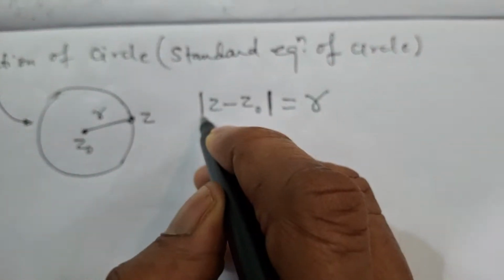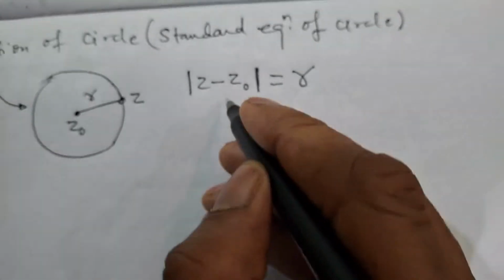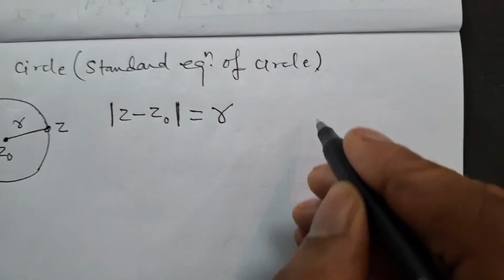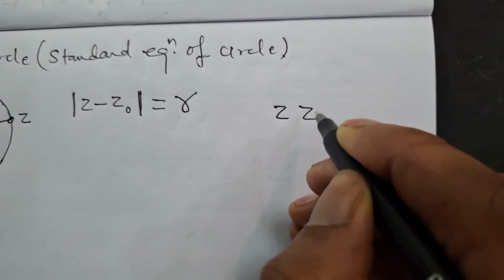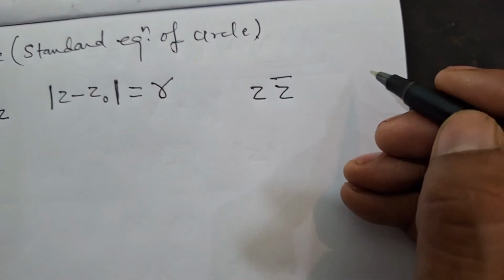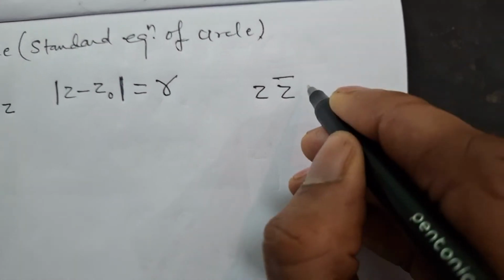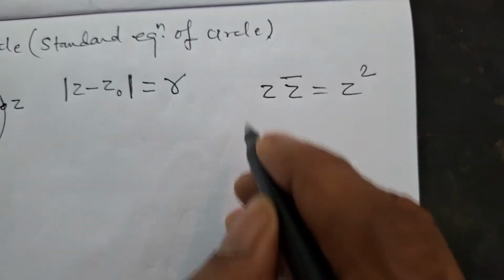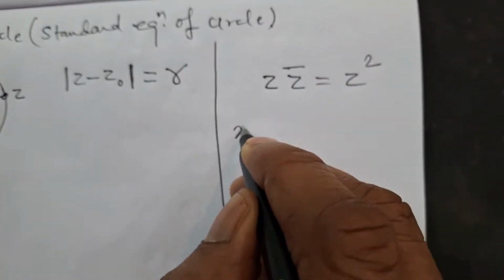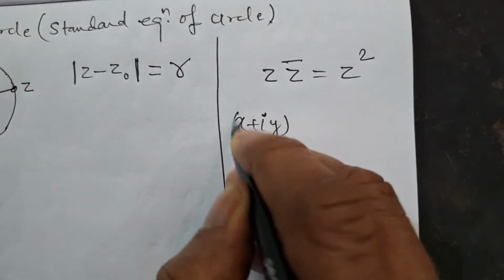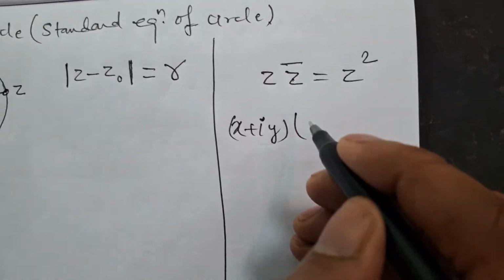Now how to solve? Can we write, you know dear genius, z and its conjugate, you will get z square. How? You know this theory, x plus iota y and its bar.